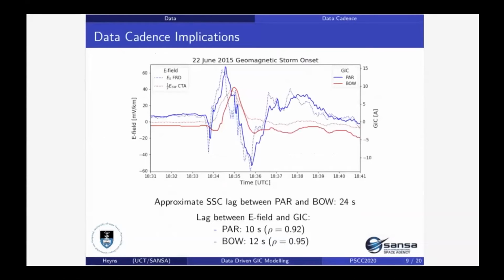An interesting implication that came from this research is that data cadence definitely does matter. In the past, 1 minute data has often been used for GIC modeling. This, however, cannot represent all GIC dynamics. As can be seen in the high-resolution data from Australia and the US, there's a lag in the sudden storm commencement across the globe. Also possible, but very much dependent on the derivation of the E field, is a lag between the E field and GIC.